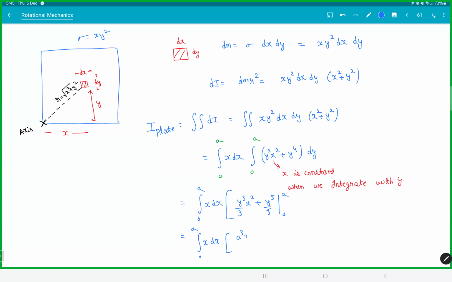That would be a cube x square by 3 plus a power 5 by 5. Now integrate with x. Now this will be a cube by 3 x cube dx plus a power 5 by 5 x dx. This will go from 0 to a, again the next integration. You're getting how we integrated? First integrate with y, finish with y's limits, then integrate with x. This is how we do double integration. Now if you integrate this, that would be x cube dx.